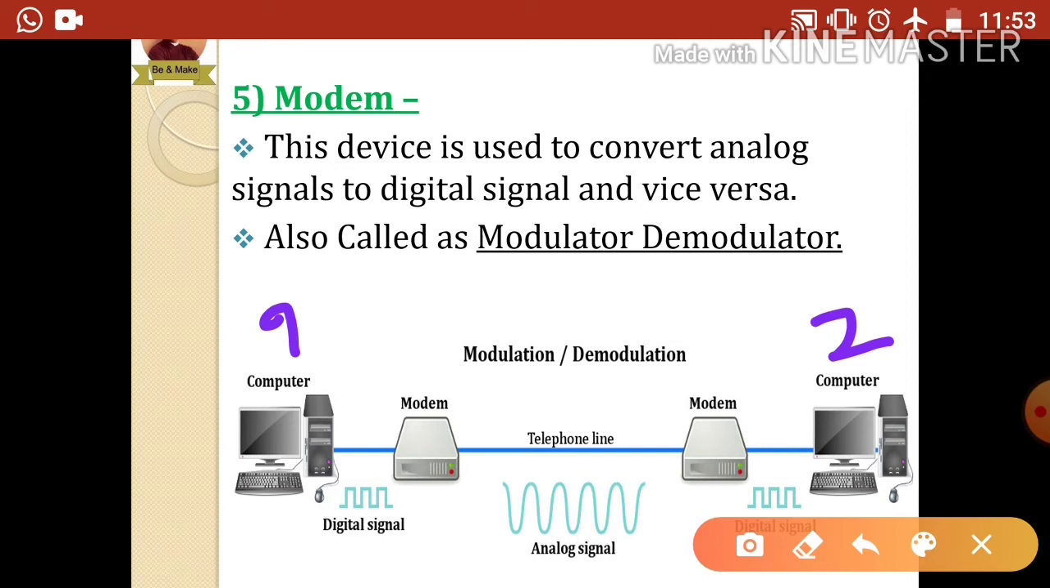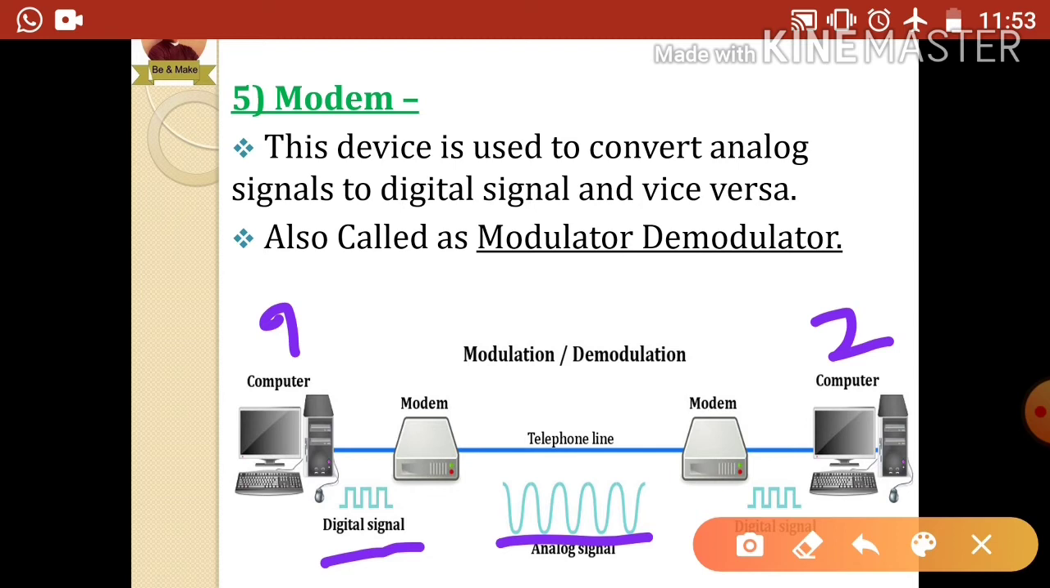Whatever the message the user has typed on this computer gets converted into a digital signal form, which is shown over here. This is how the digital signal will be. Now this digital signal will get passed through modem and it will get converted into this kind of analog signal. Now this signal travels through a telephone line towards the destination computer or the receiver's end.